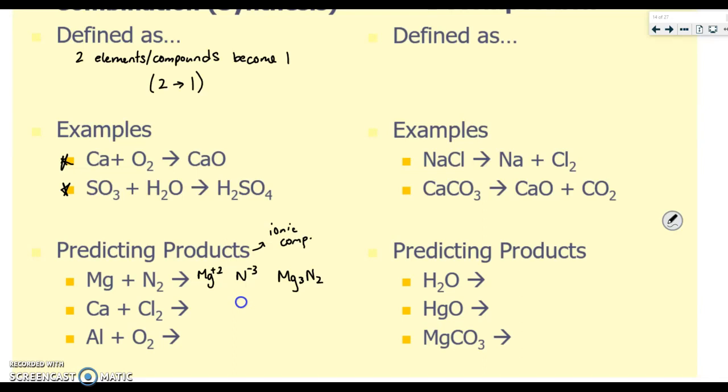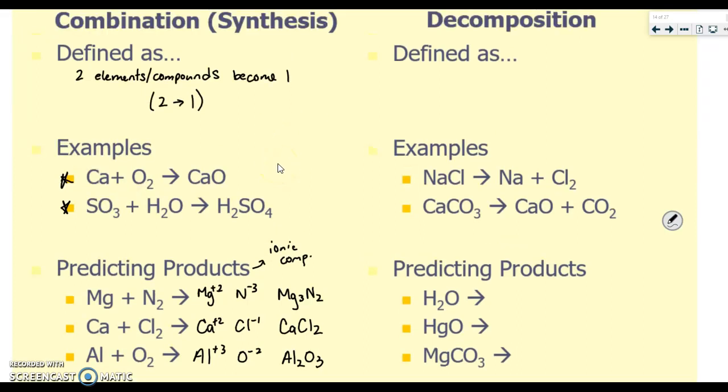Please attempt the next 2 practice problems. Don't worry about balancing, just predict the products by crossing your charges. Please pause the video now. Please check your answers. You should have gotten CaCl2 and Al2O3. Once the products are predicted, you can also then go ahead and balance. Predict the products first, and then go back and balance as necessary.